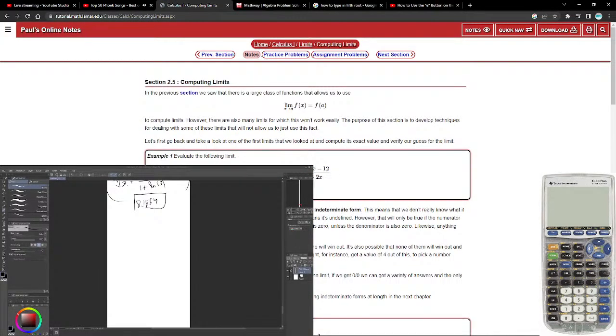Section 2.5, computing limits. In the previous section, we saw that there is a large class of functions that allow us to use that to compute limits. However, there are also many limits for which this won't work easily. The purpose of this section is to develop techniques for dealing with some of these limits that will not allow us to use just this fact. Let's first go back and take a look at one of the first limits that we looked at and compute its exact value and verify our guess for the limit.